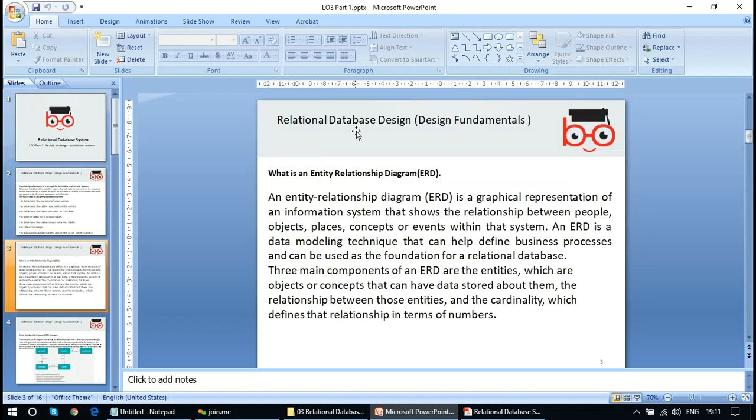Now, when you create a database, you deal with the entity relationship diagram. It won't be the case that you are directly implementing the database, but you would be referring to the entity relationship diagram, and how the entities are related to each other.